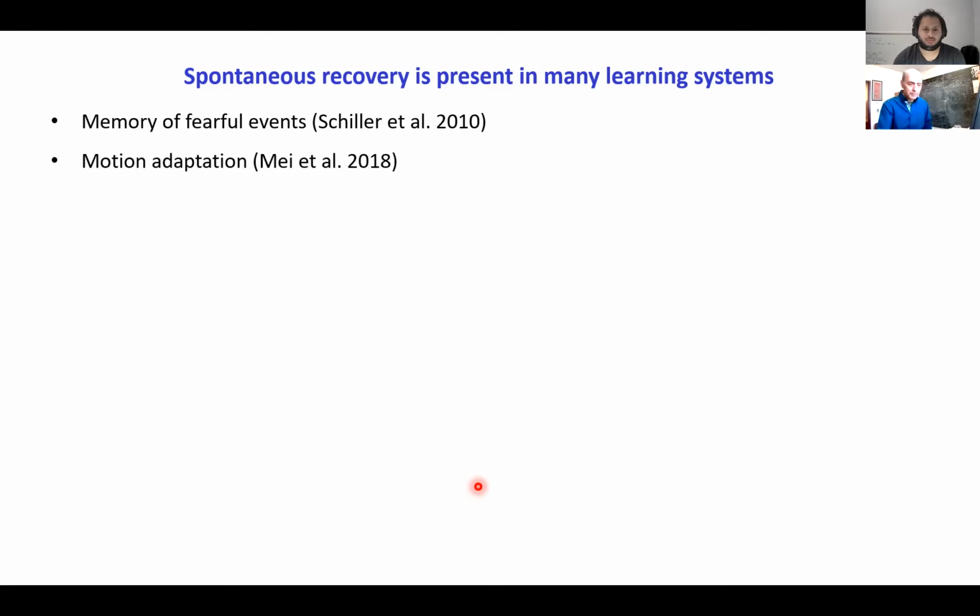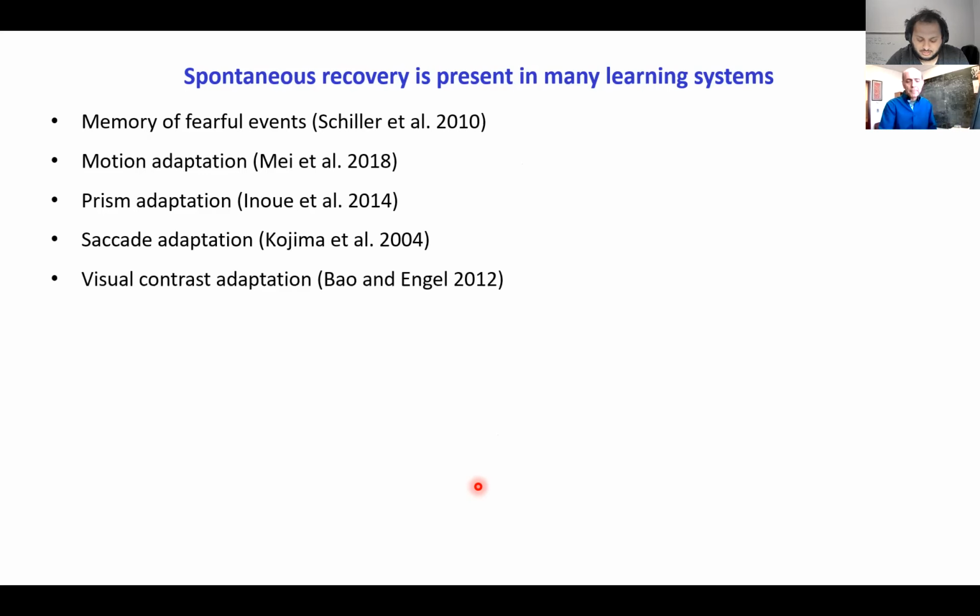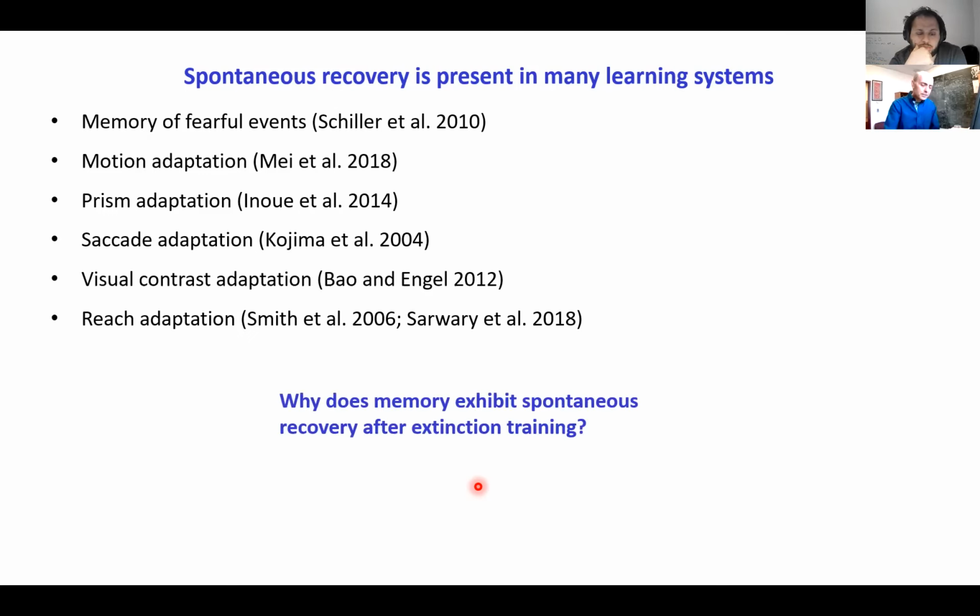People have done these kinds of experiments in motion adaptation. They've done it with respect to other kinds of adaptation, like adapting to prisms, eye movements, like I've been showing you, visual contrast adaptation, movement of your arm, reaching, and so forth. And in all of these cases, you see these concepts of spontaneous recovery, like what I showed you in the honeybee. So you can ask a simple question: why does memory exhibit this really, I think, fundamental property? You try to unlearn, but it doesn't really seem to erase that memory. What it does is that it masks it for a while, and then after a while, the original memory seems to just come back. So what's going on? How do we understand this?